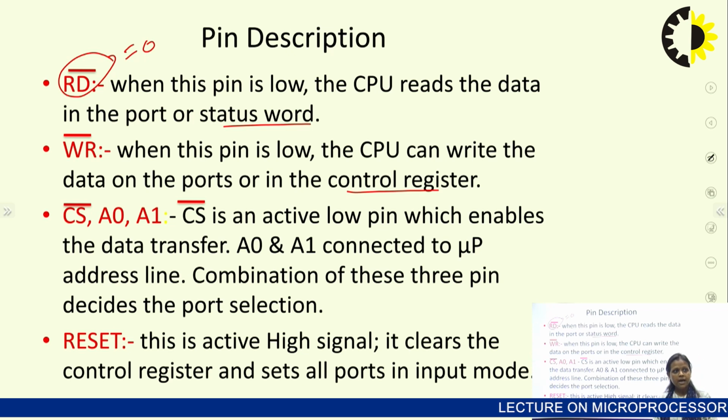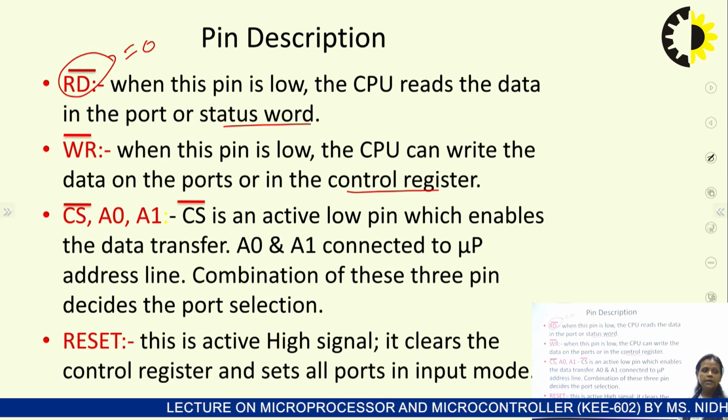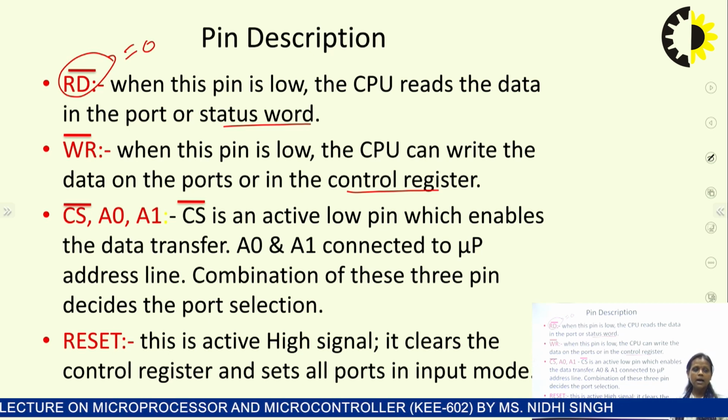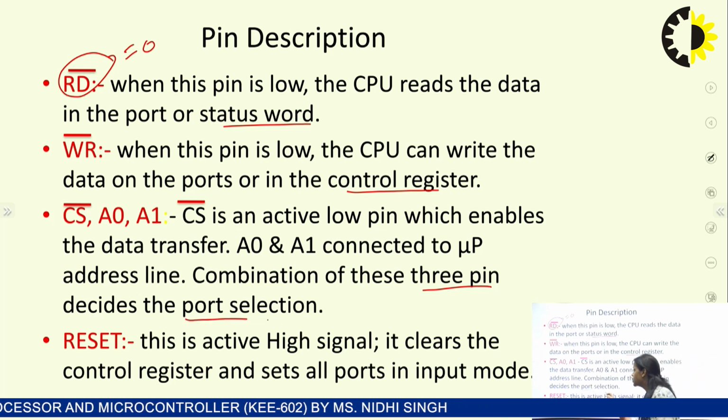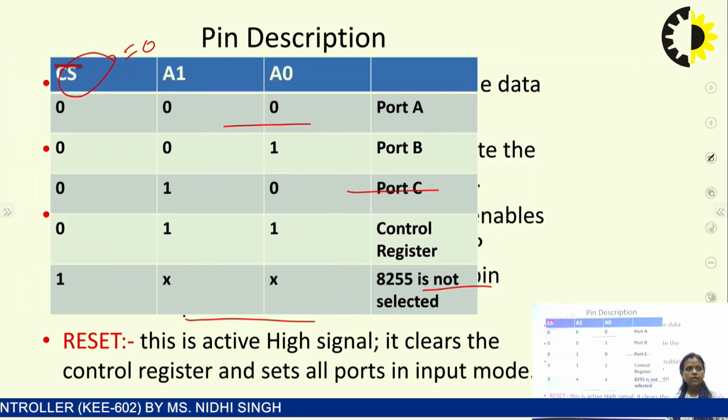The next we have chip select, A0, A1. Chip select is an active low pin which enables the data transfer, and A0, A1 are connected to the microprocessor address lines, and the combination of these pins decides the port selection, right? This is very important. So, here we can see.